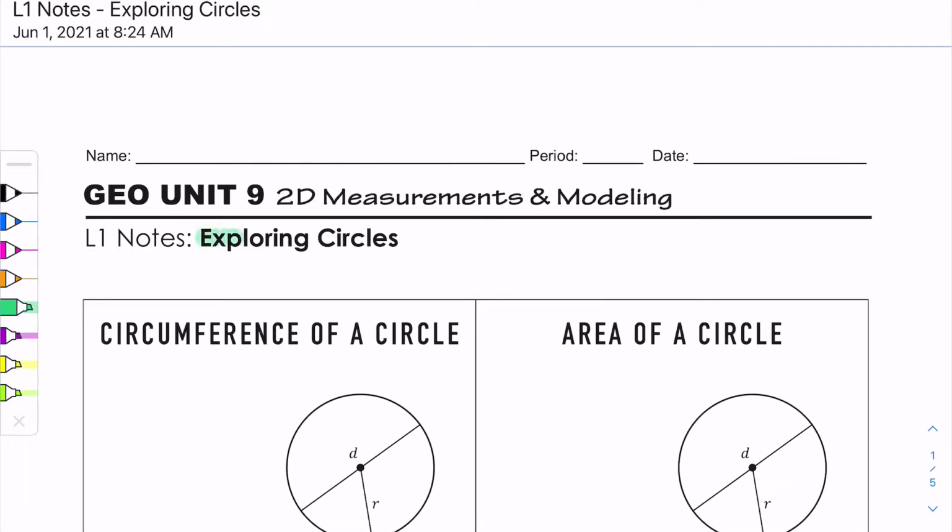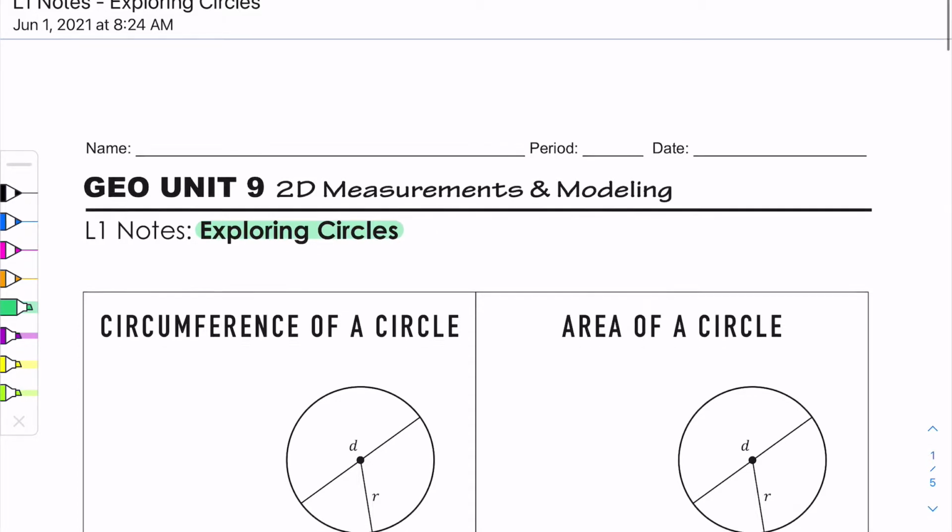Today we're going to begin Unit 9 by exploring circles. And the first part of this lesson is the circumference and area of a circle, which are two things you have previously learned and probably spent quite a bit of time on.